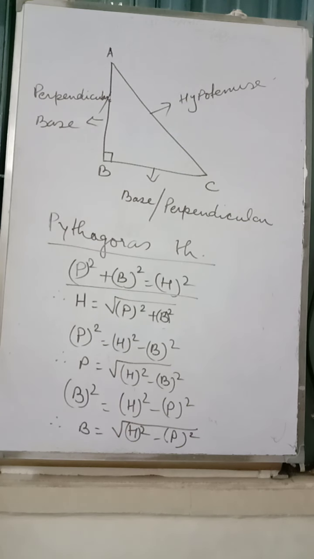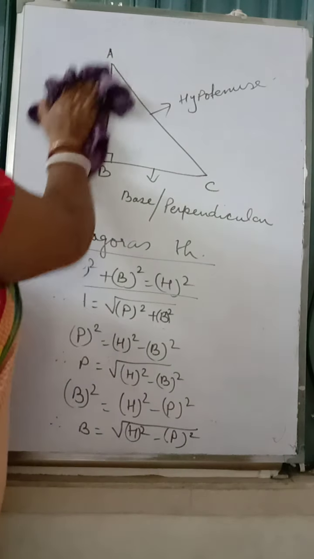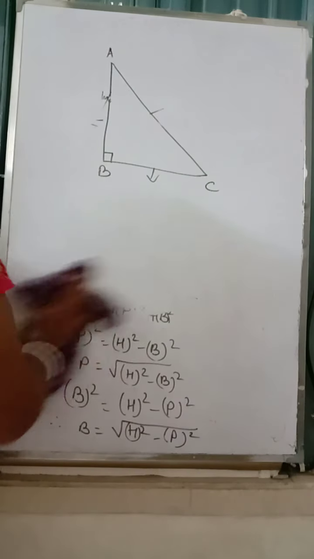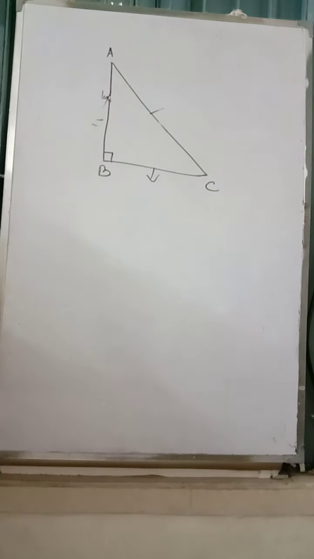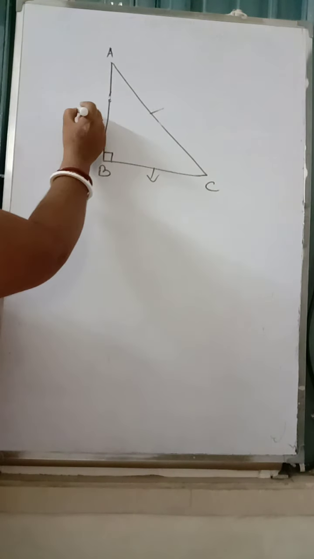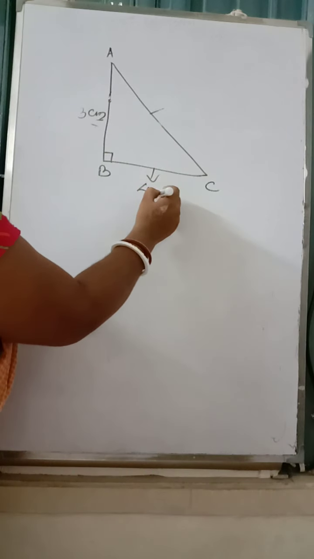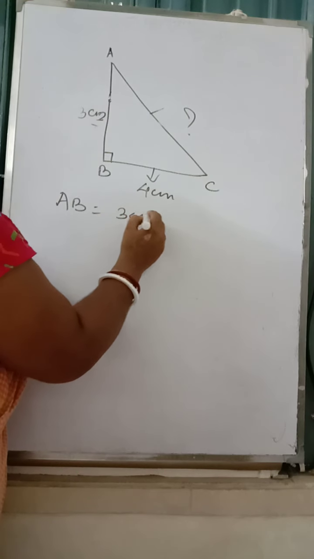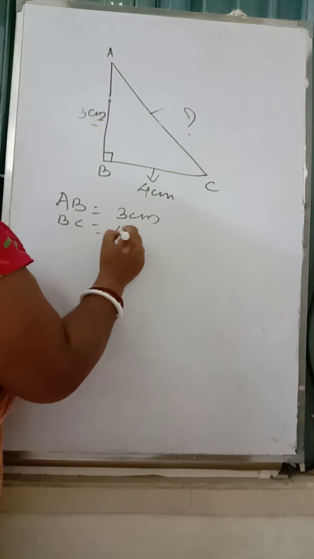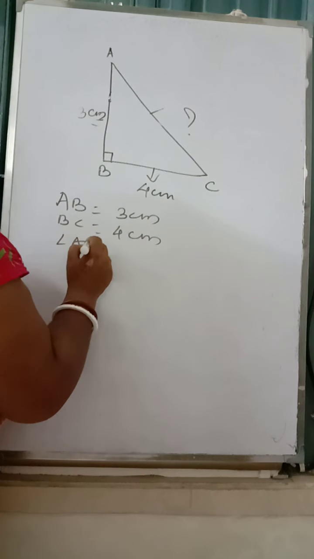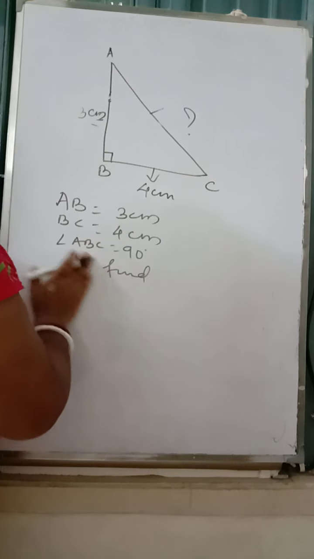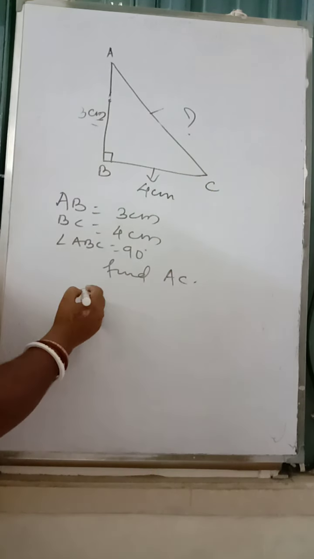In a right angle triangle, the lengths of AB and BC are given. Length of AB is given, just as an example, 3 centimeter. BC is 4 centimeter, and angle ABC is 90 degree. So find, no need to solve here, find AC.